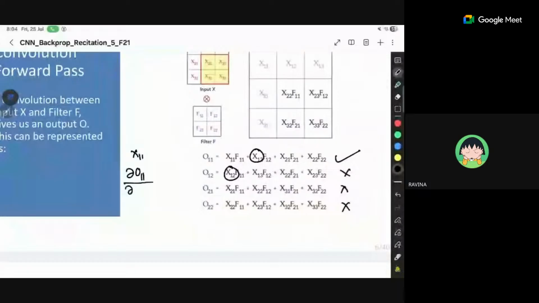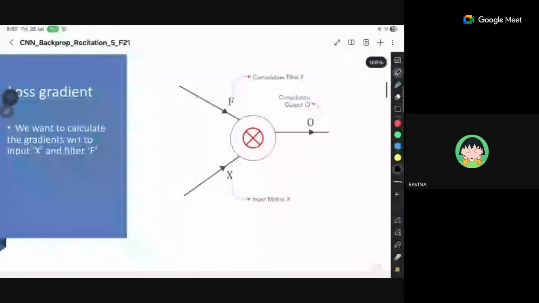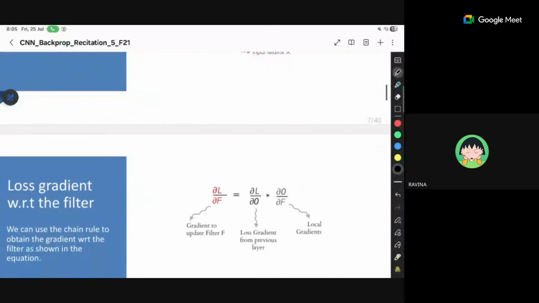with respect to X11, then X12, then once it will come there, F12, and one more could be like O12, then that will contribute to this thing, F1, something like that.